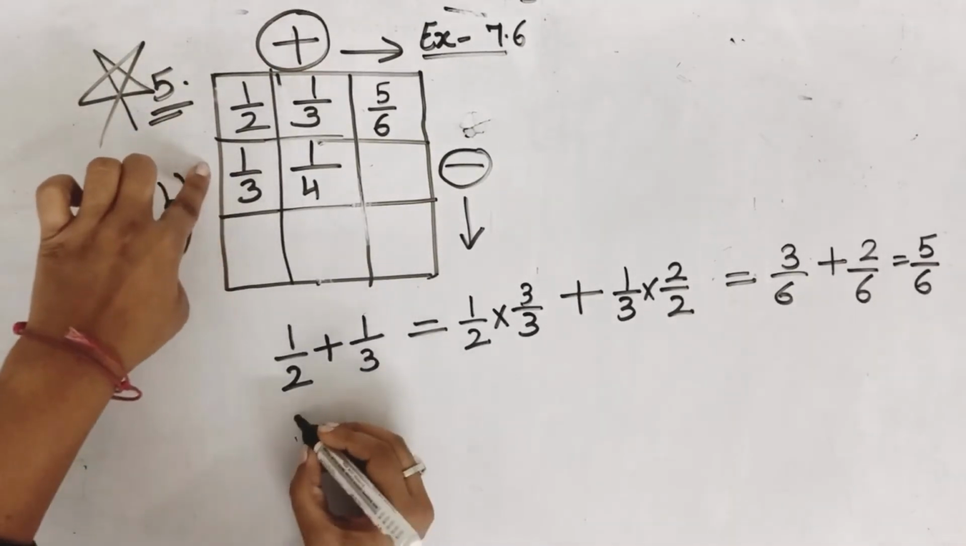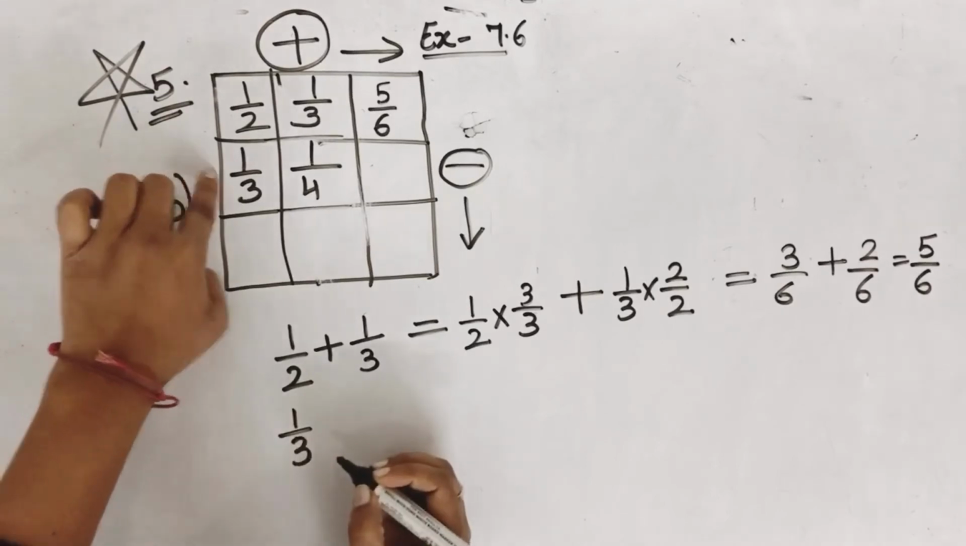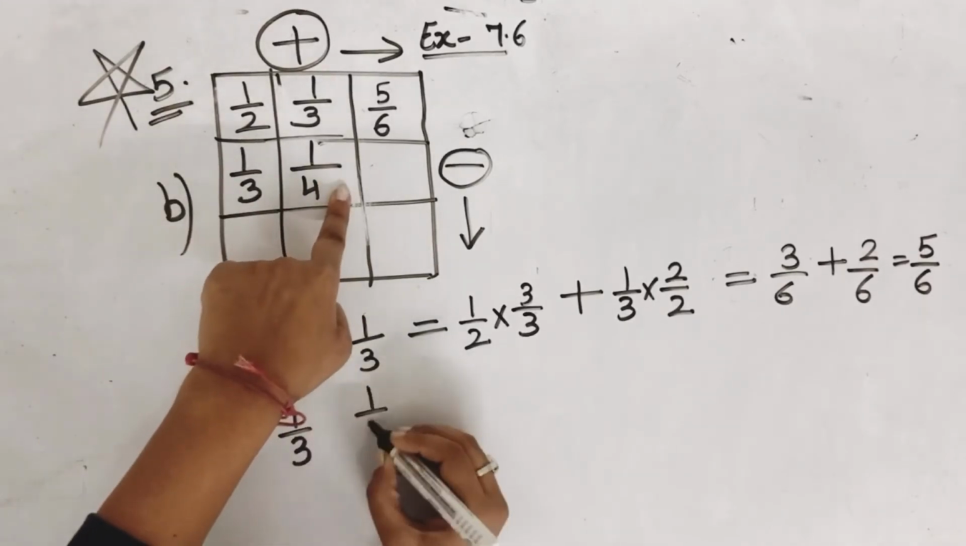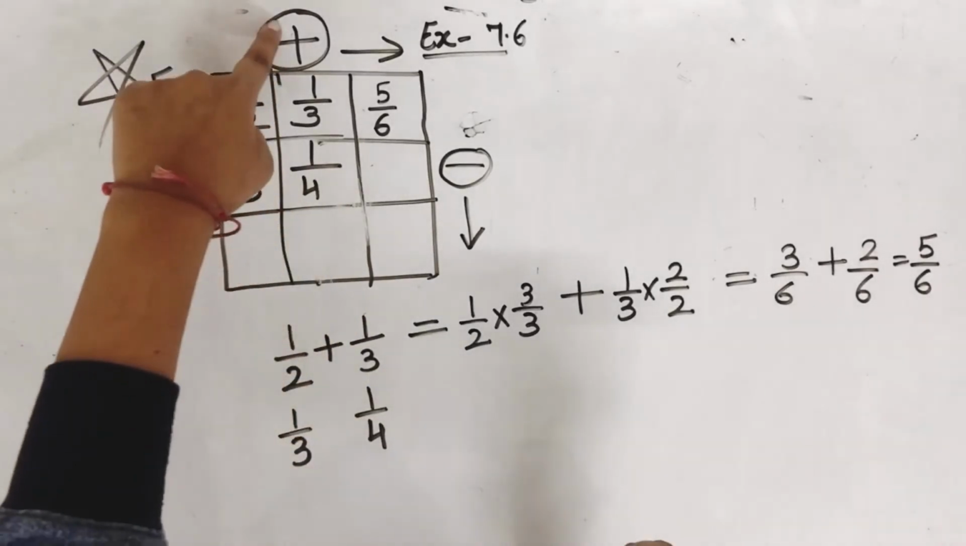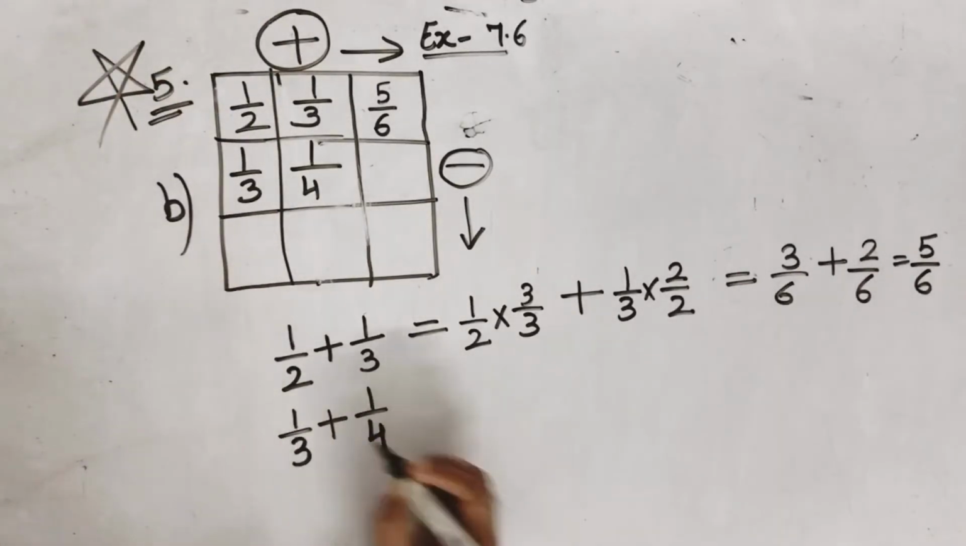In this row, 1 by 3. Now what is on the right hand side? 1 by 4. And you have to add while moving towards the right.